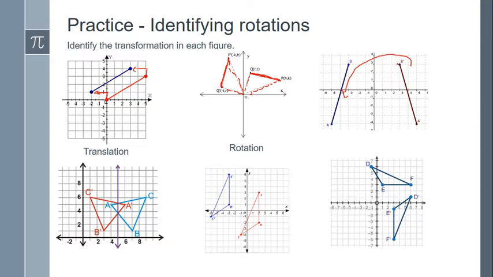But since A and B did not change their orientation from the image and the pre-image, and they're both the same distance from, it looks like in this case, the y-axis, you can see that B is 3 away from the y-axis, and B prime is 3 away from the y-axis, and A is 5 away from the y-axis, and A prime is 5 away from the y-axis. So in this case, it looks like a reflection was done. They're mirror images of each other. It's like if we took this and folded it across that line, then they would match right up on top of each other.